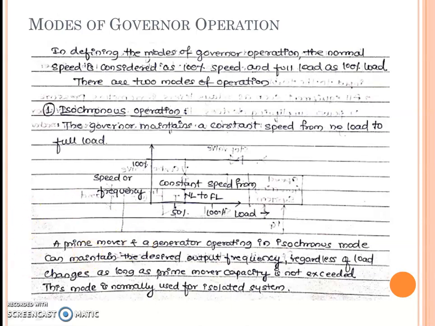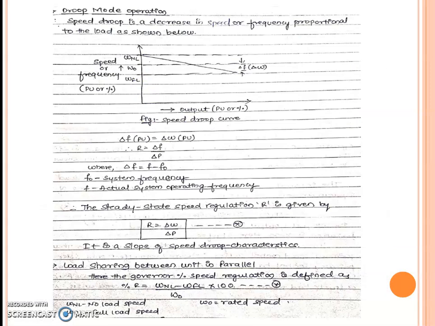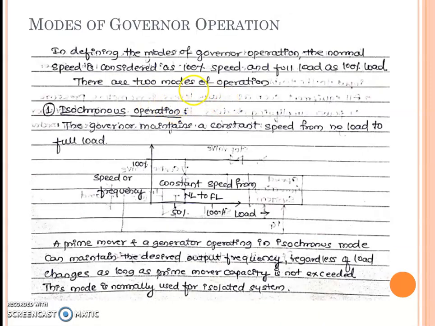By having these two assumptions, there are 2 types of governor operation. One is the isochronous operation of the governors and another one is droop mode operation. Here in the isochronous operation, the governor maintains a constant speed from no load to full load. That is indicated here in this diagram, load versus speed or frequency. If you are taking speed or frequency at 100%, then whatever the load, the speed or the frequency will be maintained at a constant level from no load to full load.